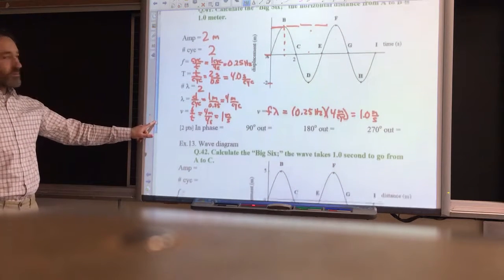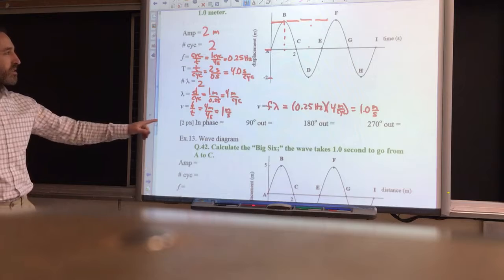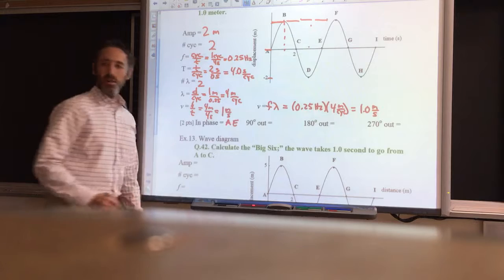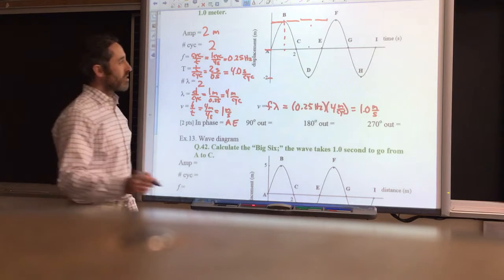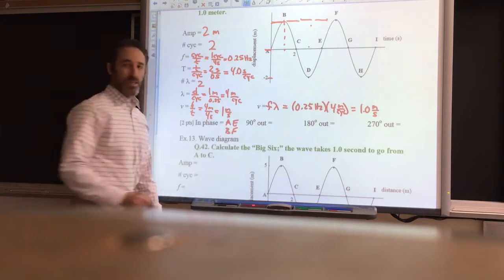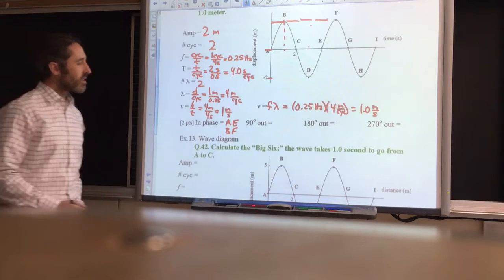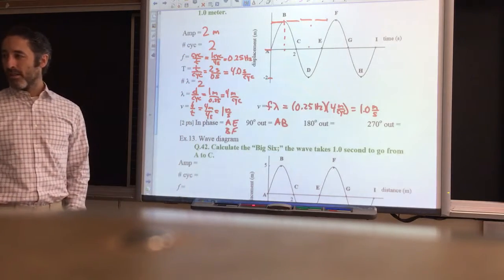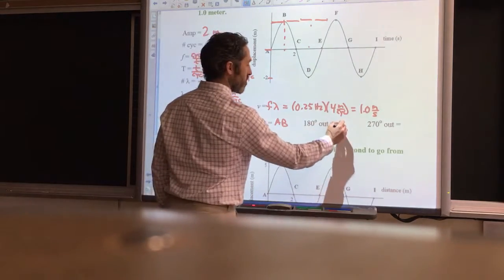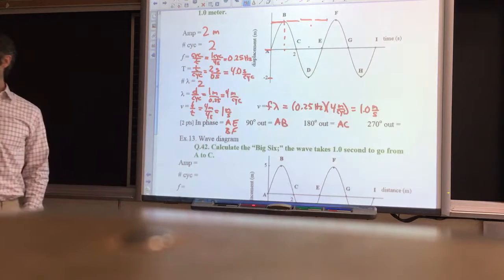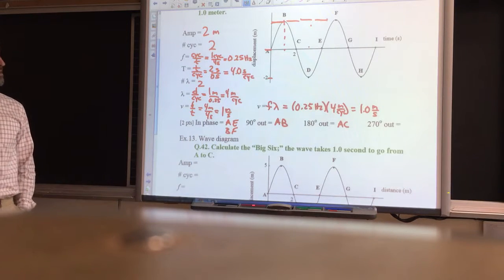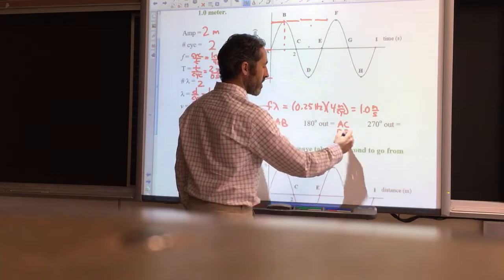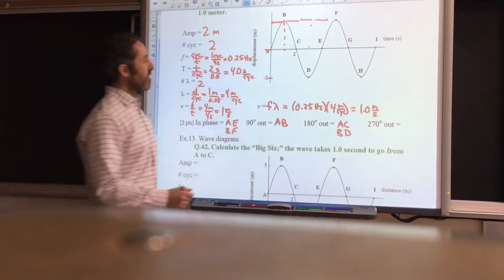Phasing. Back to the start. 2 points in phase. A and E. Sure. Anybody have another 2 that are not along the axis? B and now. Sure. They're both at the crest. 90 degrees out. A and B. Sure. A, B. Any 2 that are right next to each other? 180. A and C. Do we have another that's not on the axis? B and D. Sure. And finally 270. All right, A and D.